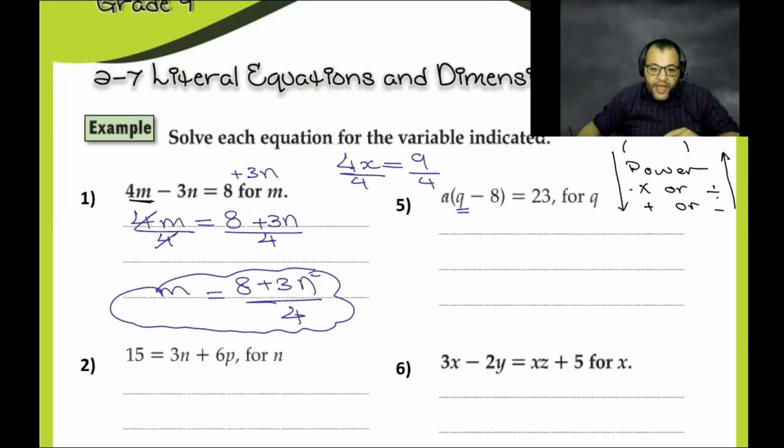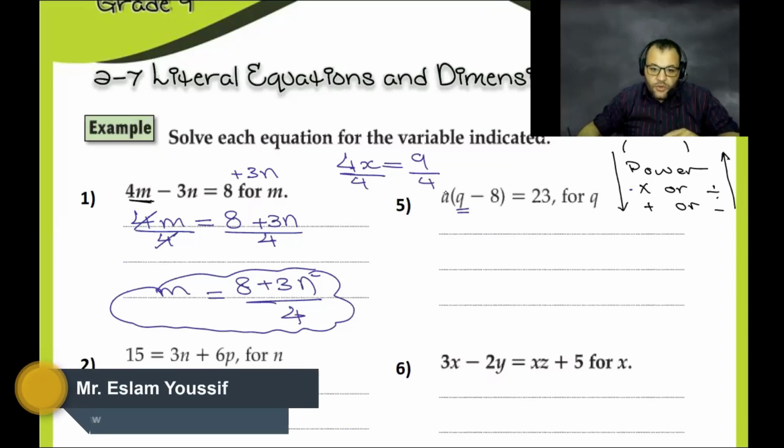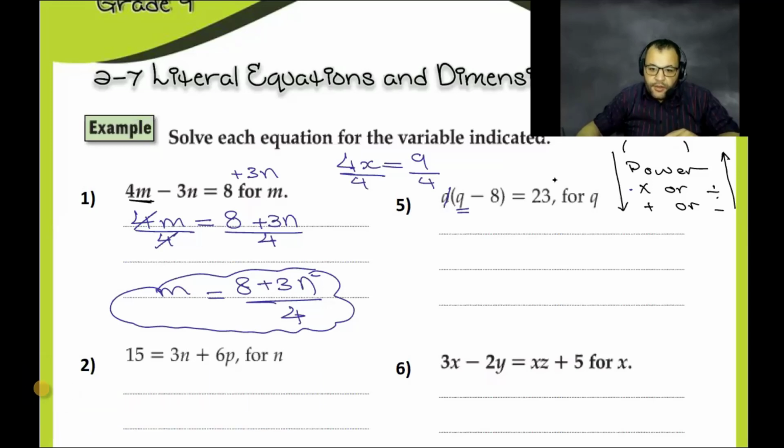Yes, we have here A as times. So we shift it to the other side by division. So we have now Q minus 8 equals 23 over A. Now we need to solve.